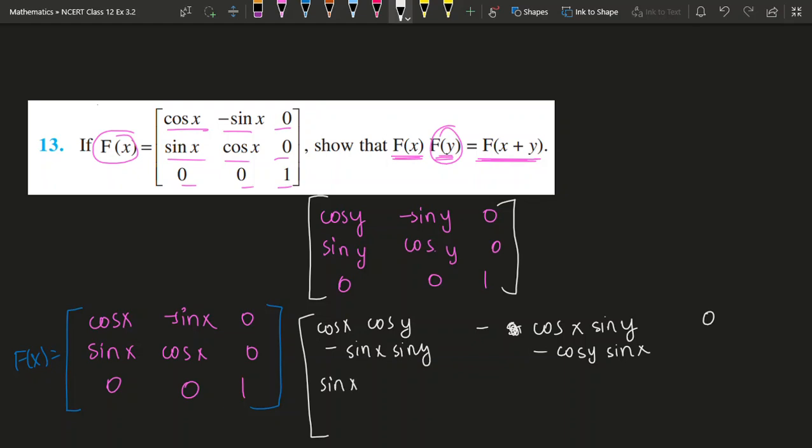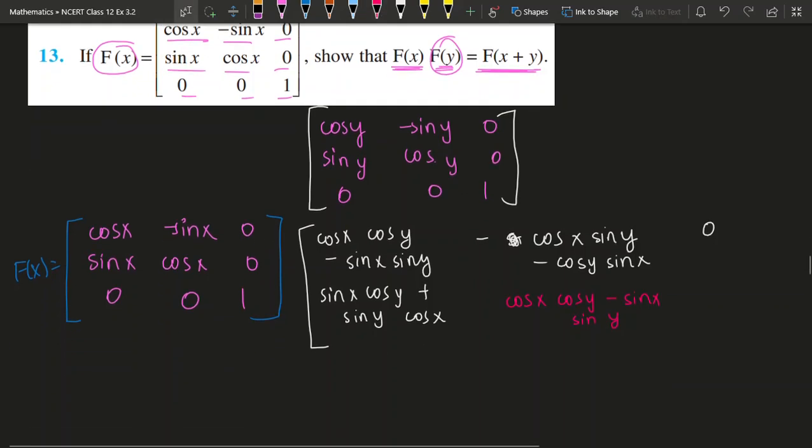You would have sin x cos y plus sin y cos x, then multiplying these two rows and columns, you would arrive at cos x cos y minus sin x sin y, and for all other entries, you have 0, 0, 0, and for the last entry right here, you have to multiply this row with this column, so you just get 1 right there. Great.